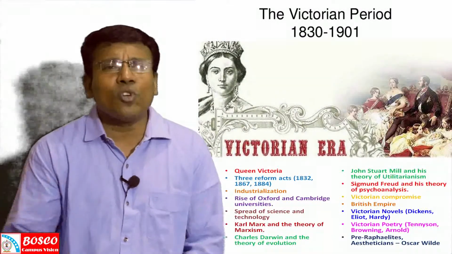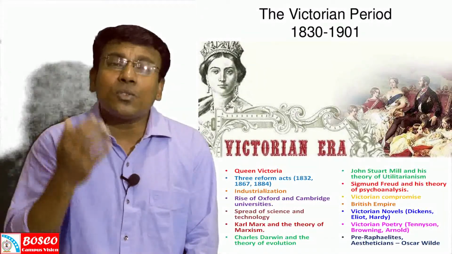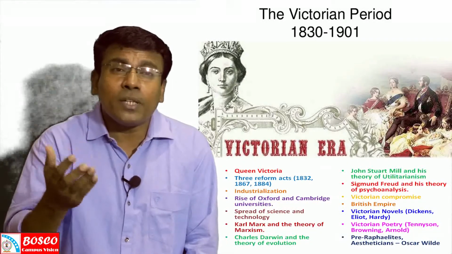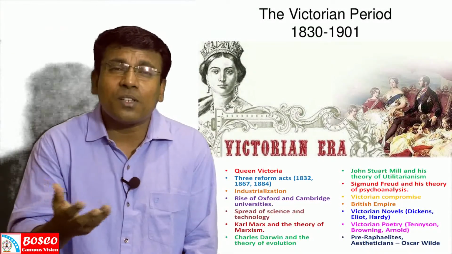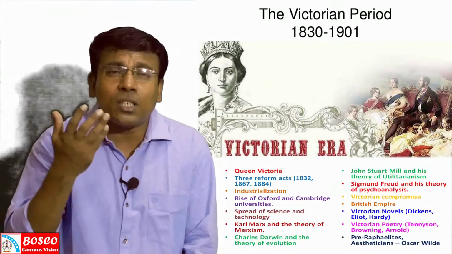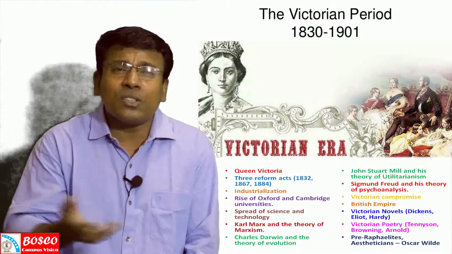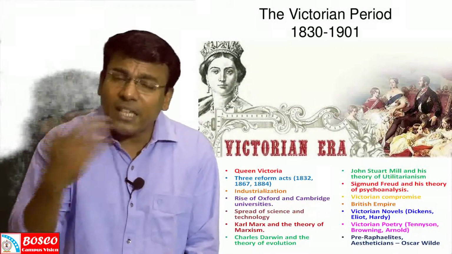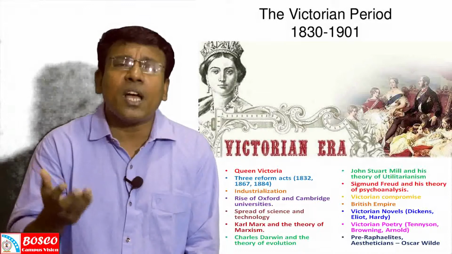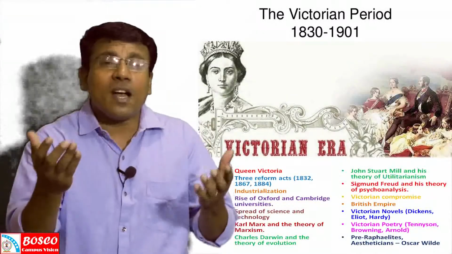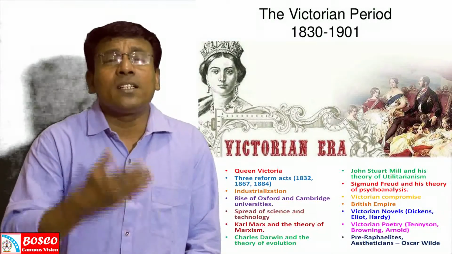Then we spent a few lectures on discussing the Victorian novels. Now, as we said, during the Victorian period, the novel was the most flourishing, the most popular genre of the time. We talked about the early Victorian novelists as well as the later Victorian novelists, and we discussed three important novelists and their important novels. We talked about Charles Dickens and his social concerns. We talked about George Eliot and Thomas Hardy.